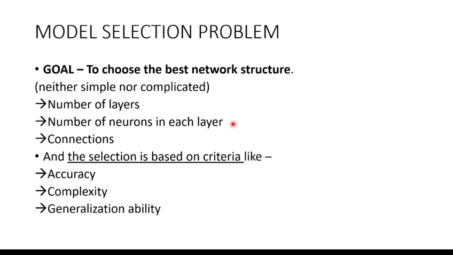And so, how to choose the best network structure? There is a selection criteria, and that is accuracy, complexity, and generalization ability. We always want the neural network to be accurate, the prediction must be accurate, and the generalization ability should be high. The model should be able to generalize the features and understand the given data effectively instead of just memorizing it.